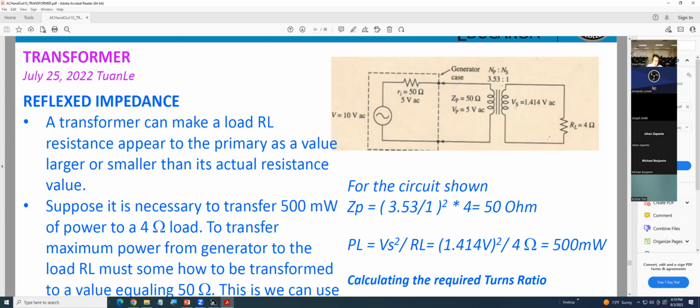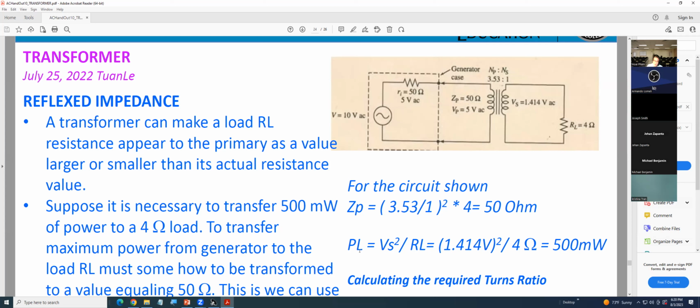VS now will be 1.414, and that will give you the maximum power here. See, GP equals 3.53 divided by 1 squared. That means they want to calculate the impedance at this point, and you get 50 ohm. So 50, that's why you get 5 volt.